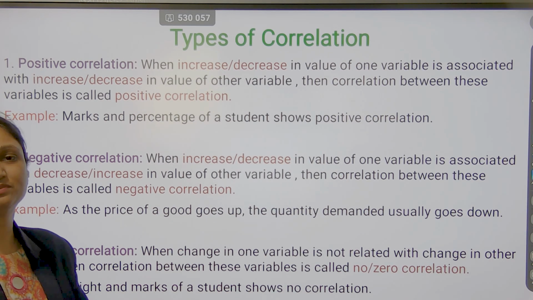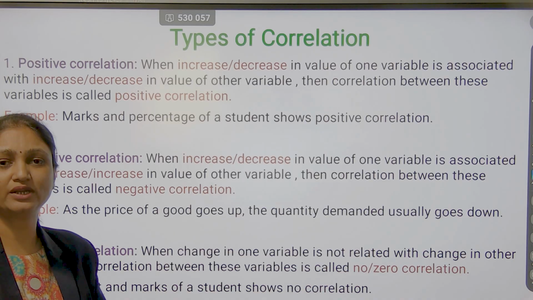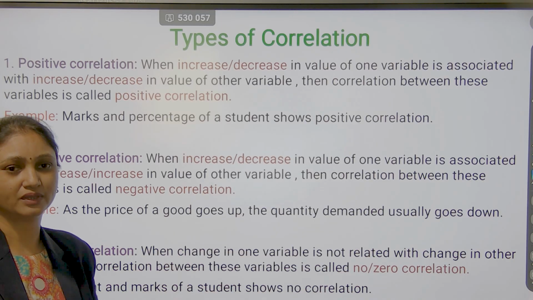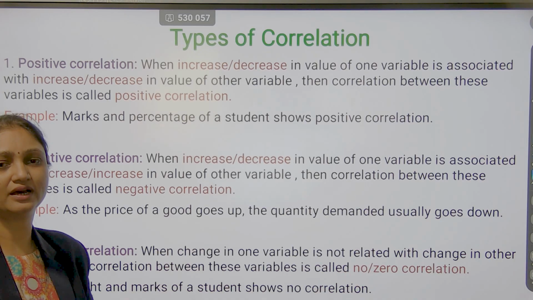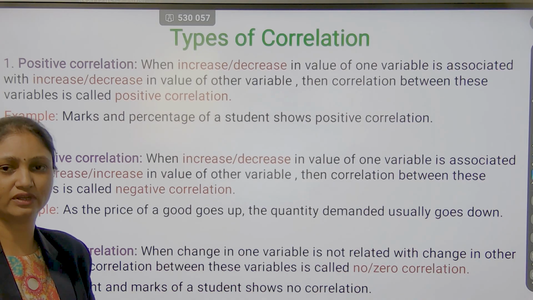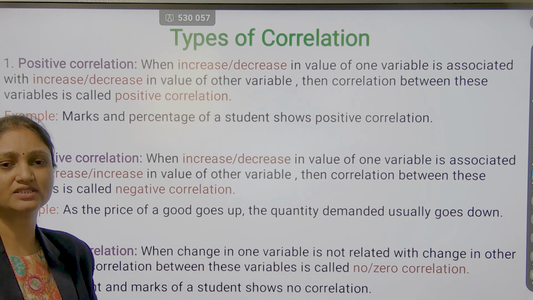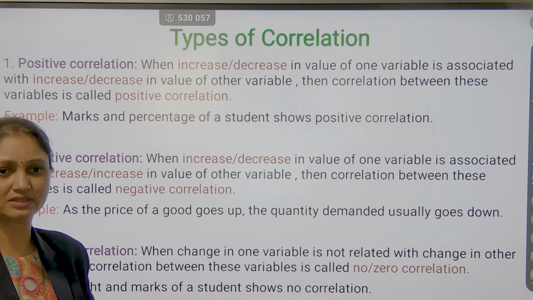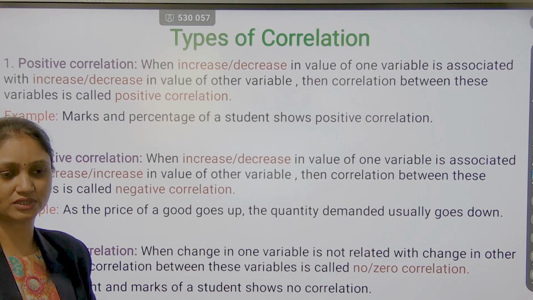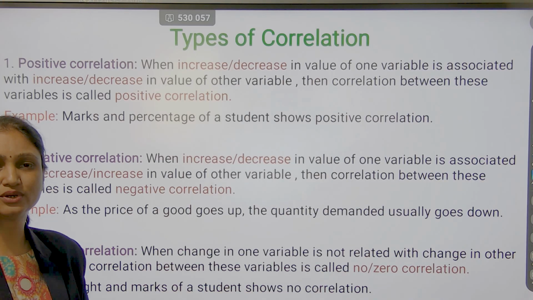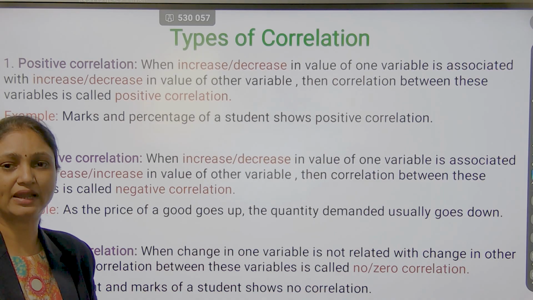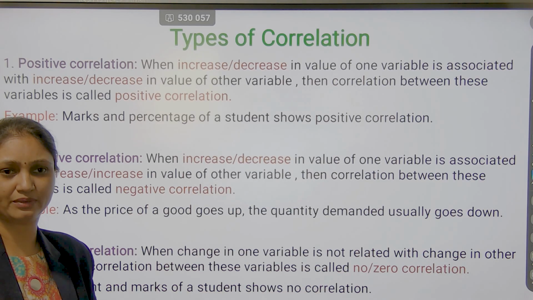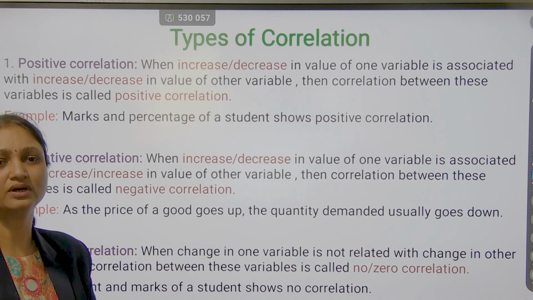Now there are some types of correlation: positive correlation, negative correlation, and no correlation. So what is positive correlation? When an increase or decrease in the value of one variable is associated with an increase or decrease in the value of another variable, then the correlation between these variables is called positive correlation.